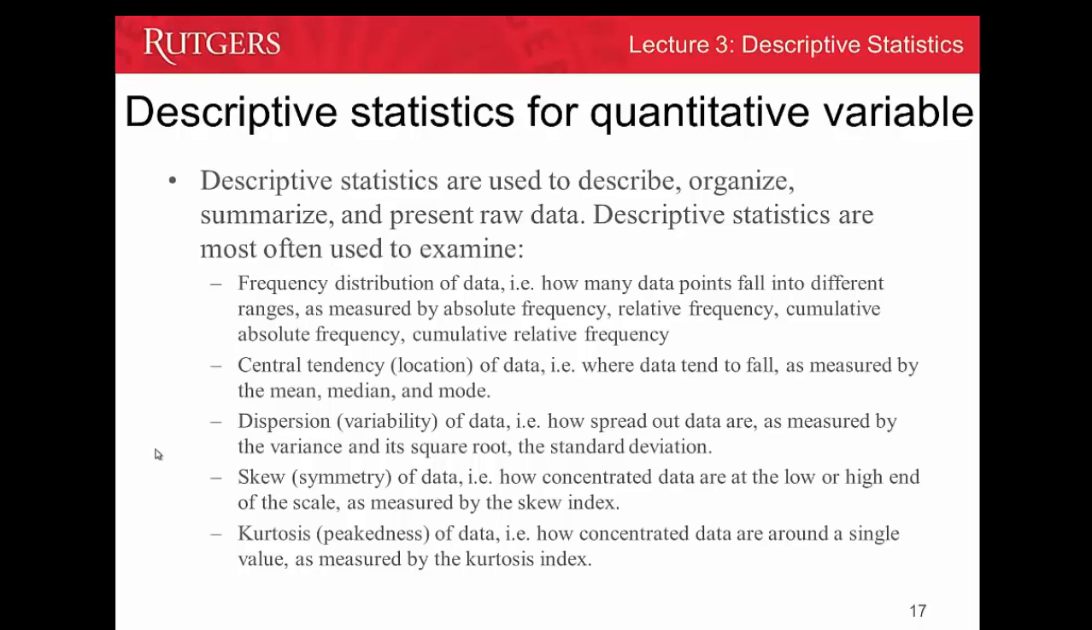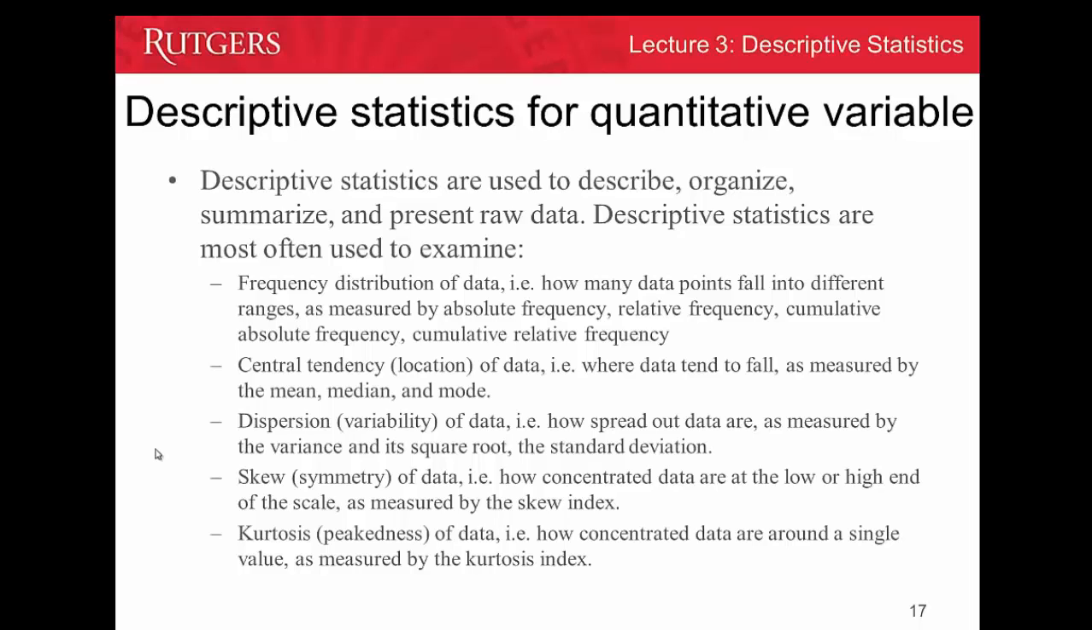Another kind of descriptive statistics is the dispersion of data, which shows how spread the data are. It is usually measured by the variance and the standard deviation. Another kind of descriptive statistics for quantitative data is skew, which shows the symmetry of data. You can see how concentrated data are at the low or high end of the scale, and it is usually measured by the skew index.